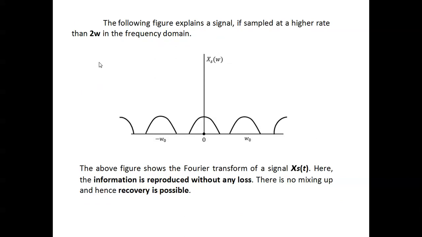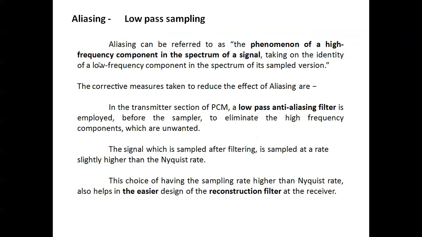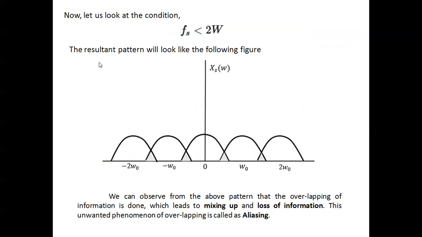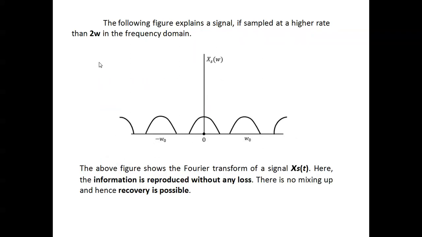In sampling frequency, there are three conditions present. One is Fs less than 2W, another is Fs equal to 2W, and the third is Fs higher than 2W, that is, Fs is twice the highest frequency. So there are three conditions in the sampling theorem.